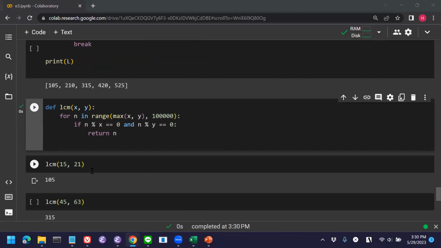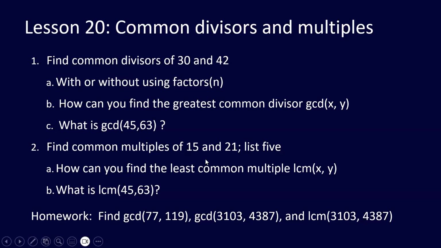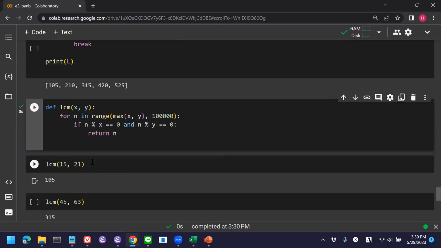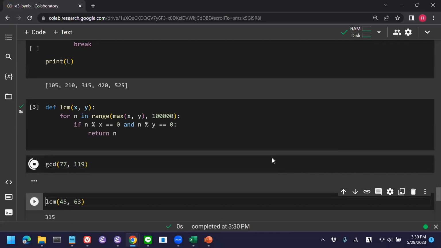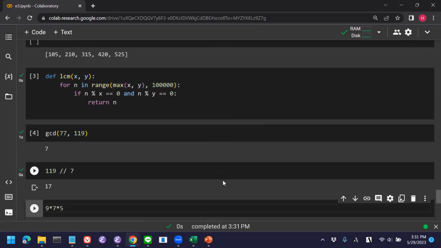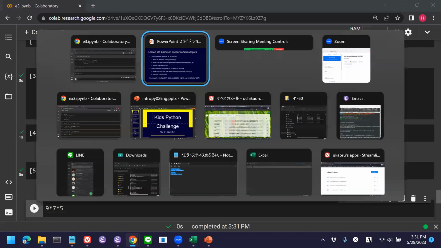So the first one was GCD of 77 and 119. What we get is 7, naturally. We can check that. 77 is apparently 7 times 11. If we divide 119 by 7, it's 17, another prime number. So the GCD is 7. What's next?